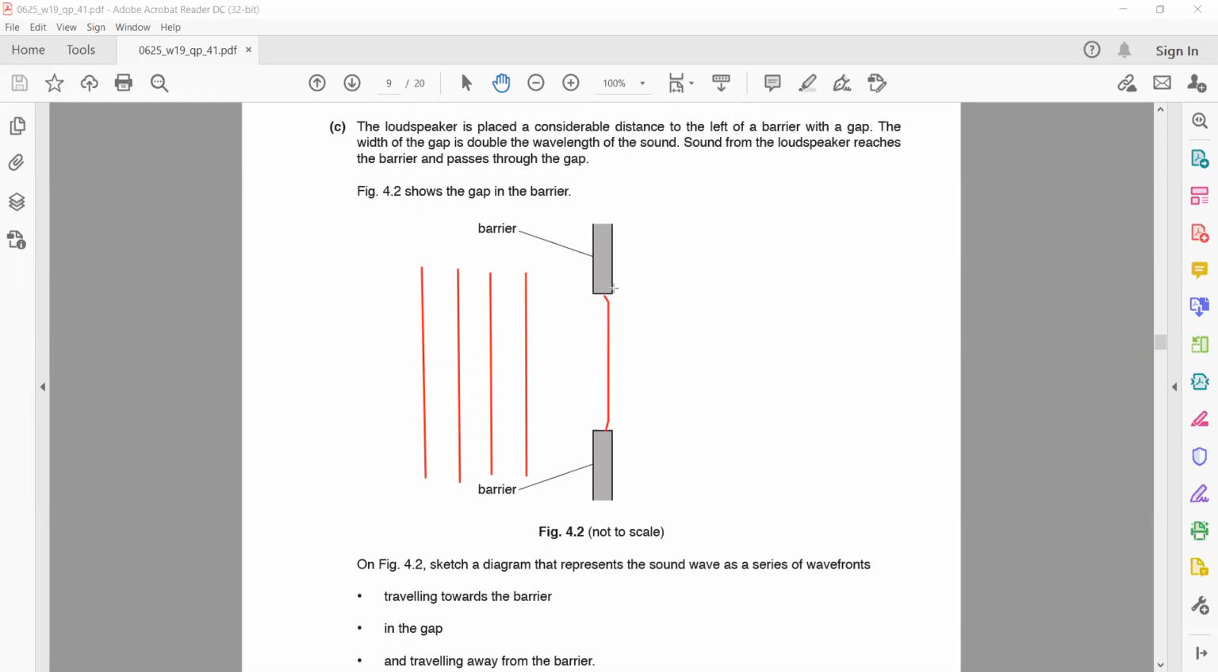And as you can see, when the wavelength is larger than the gap size, then it will have a small diffraction. Is it clear?